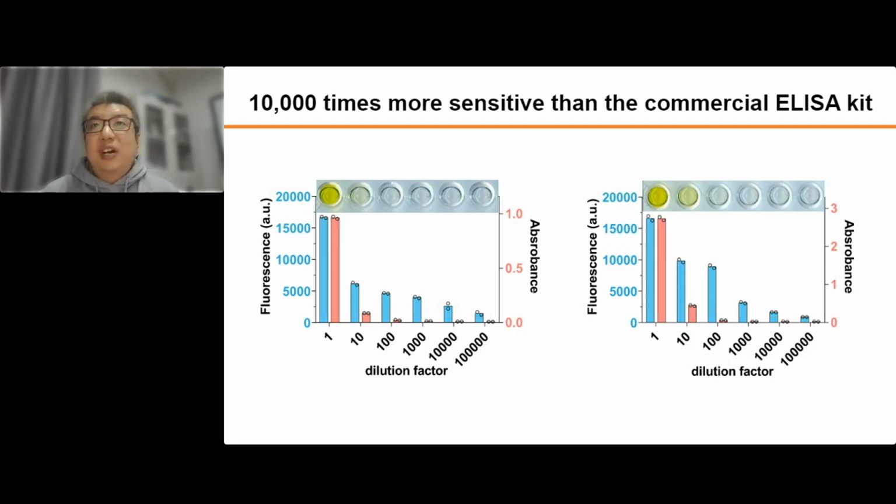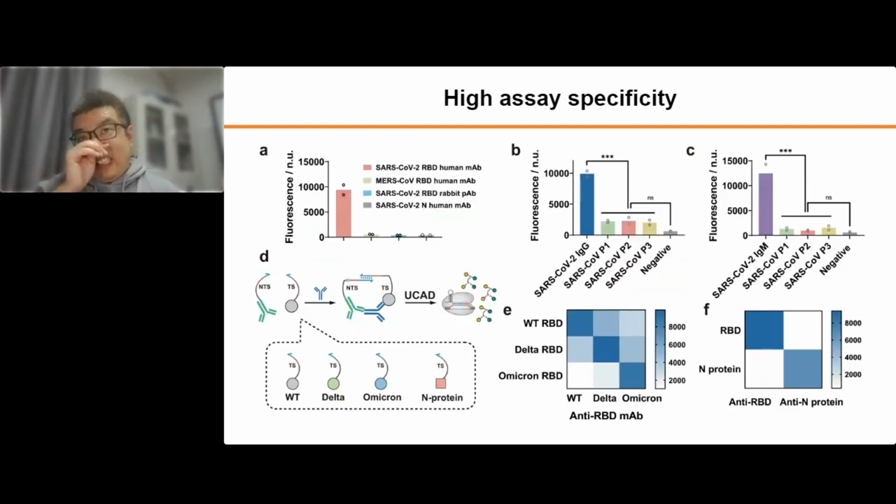With this ultrasensitive assay, we were also concerned about assay specificity. In that case, it also gave us extremely high assay specificity. It can differentiate SARS-CoV-2 from MERS or SARS-CoV, or it could even differentiate different variants of anti-SARS-CoV-2 antibodies that are against the wild type, the Delta variant, or the Omicron variant.